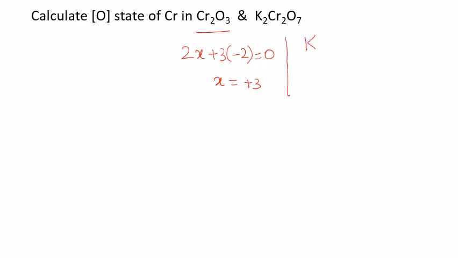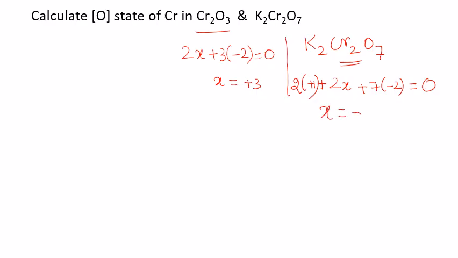Same way in potassium dichromate also we can calculate. And here also we have 2 chromium ions, so 2x. And how many potassium ions we have? 2 potassium ions. We all know potassium ion is having the oxidation number of +1. So 2 potassium ions, so 2 into +1, and 2 chromium ions, and 7 oxygens. Oxygen it is -2, and we have to equate it to 0 because it is a neutral species. So we will be getting X value as +6. So in this way we can calculate the oxidation state of different elements in complexes.